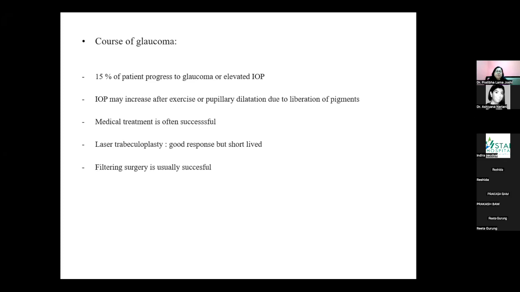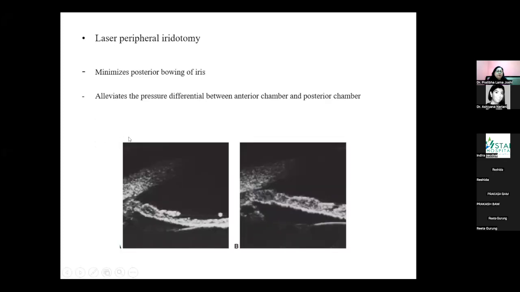Medical treatment is often successful in controlling the intraocular pressure. Laser trabeculoplasty is also effective, but the response is short-lived. And if the IOP is not controlled, filtering surgery is usually very successful. Laser peripheral iridotomy is still controversial in pigment dispersion syndrome. Some people say that laser peripheral iridotomy minimizes the posterior bowing of the iris, and it also reverses the reverse pupillary block situation.